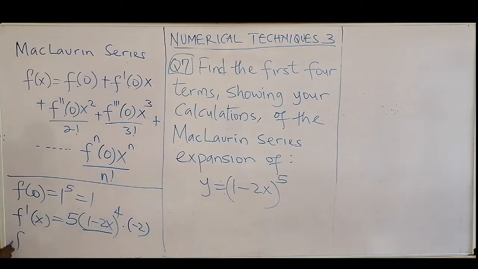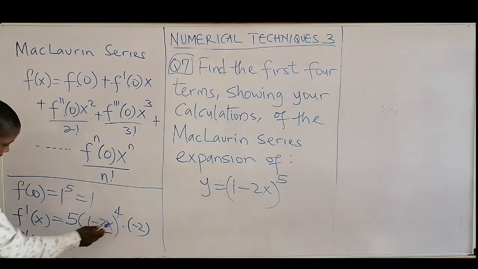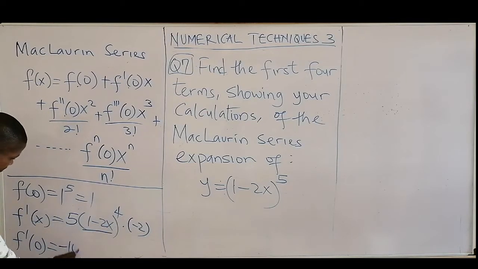So can we substitute the points? First differential at point 0, and when you see x, put 0 there. So that will be equal to minus 10. That's 5 times minus 2, that's minus 10. If you substitute here, you have 1 to the power 4. So that's minus 10 times 1 to the power 4, which is minus 10.